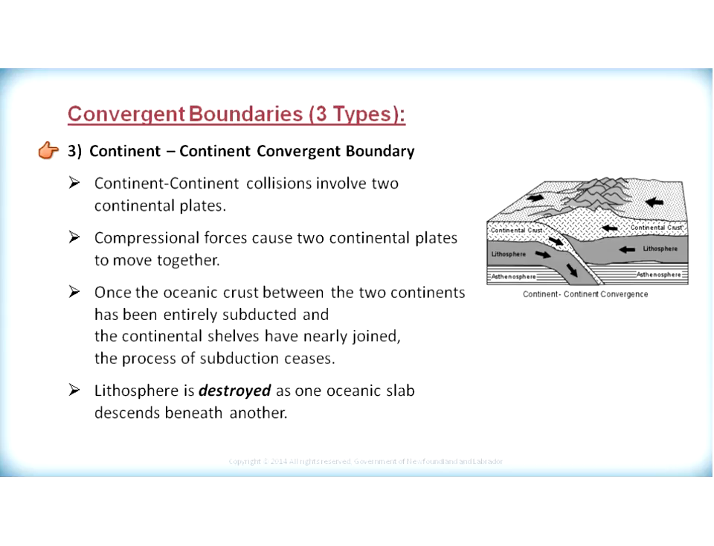A third type of convergent boundary will be continent-continent convergent boundaries. The continent-continent collisions involve two continental plates. Compressional forces cause the two continental plates to move toward one another where they eventually collide. Once the oceanic crust between the two continental plates has been entirely subducted and the continental shelves have nearly joined, the process of subduction ceases. Lithosphere at this type of boundary is destroyed as the oceanic slab descends beneath another.